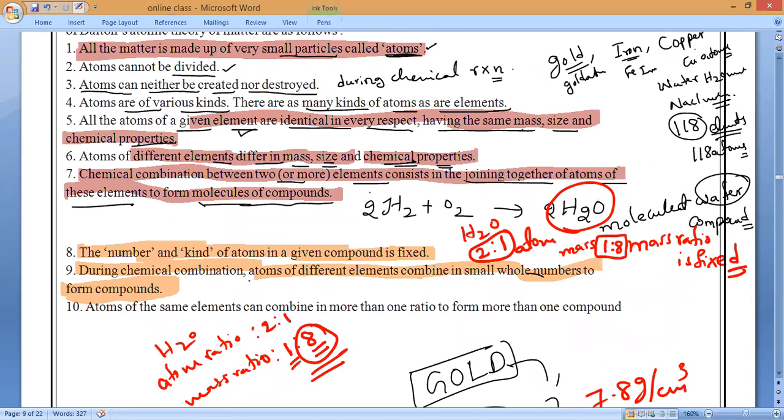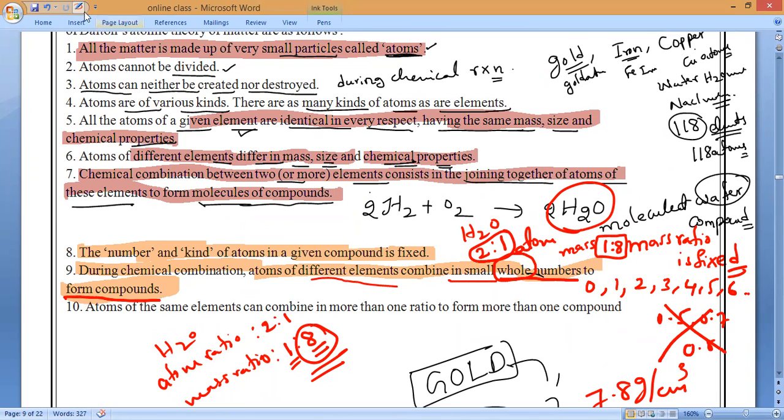During chemical combination, atoms of different elements combine always in small whole numbers only. What do you mean by whole numbers? Anybody can tell? Whole numbers start from where? 0, 1, 2, 3, 4, 5, 6, like that only. Never like 0.5, 0.7, 0.8, that is never possible. Complete whole numbers only will take place. Okay, everyone? Always you have to write smallest whole numbers. That is also very important.